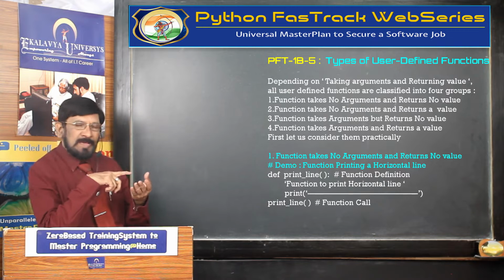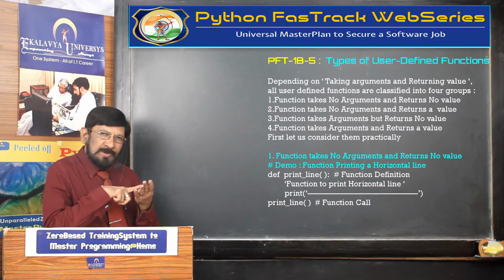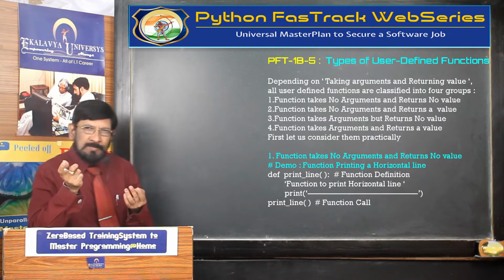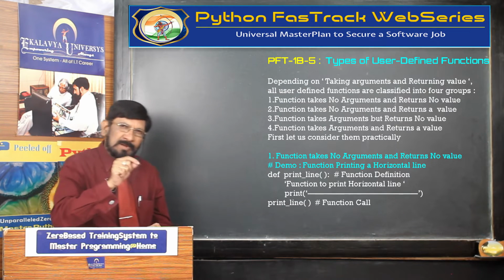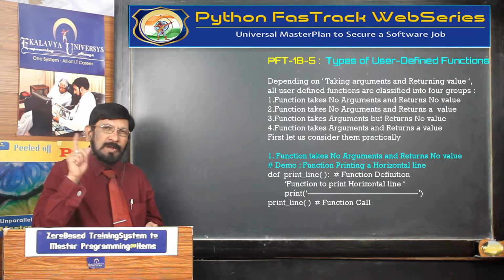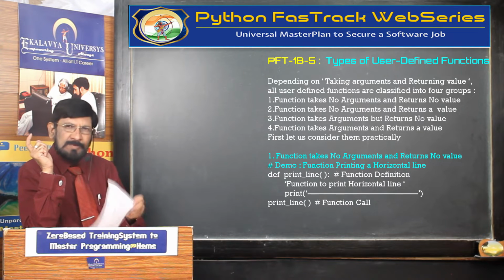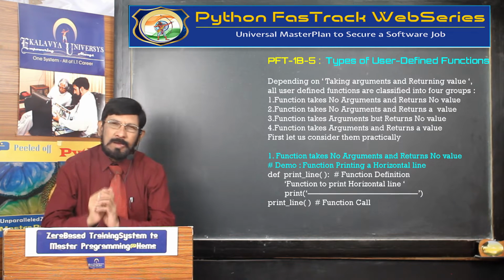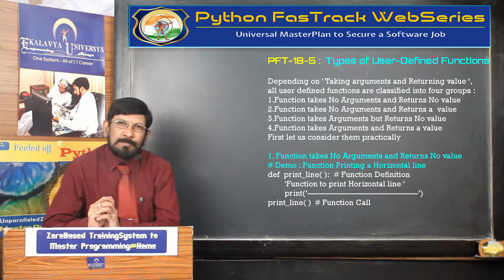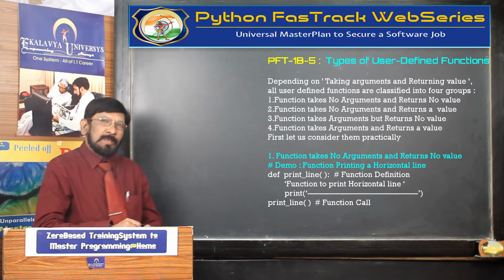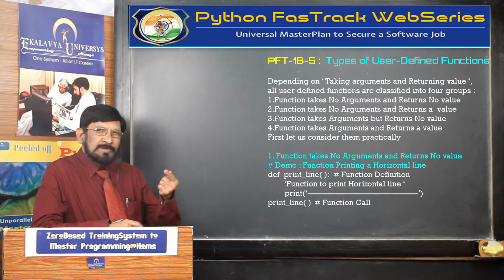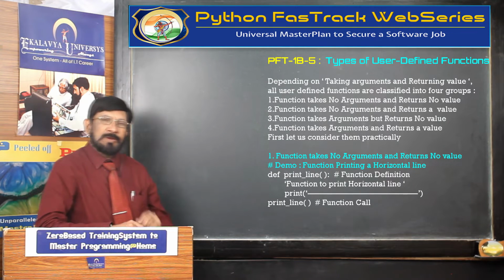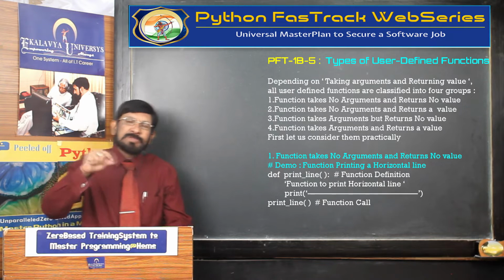So, what is the classification? There are four groups. Functions which take no arguments and return no value. A function which does not take any argument and does not return any value. And the second one, function which takes no argument but returns a value. And the third one, function which takes argument but does not return a value. Fourth one, function which takes argument and returns a value.